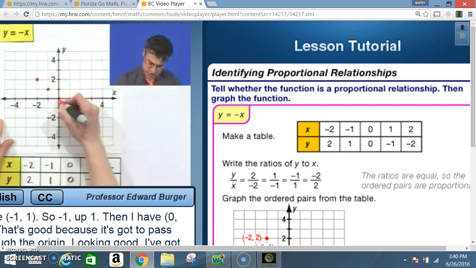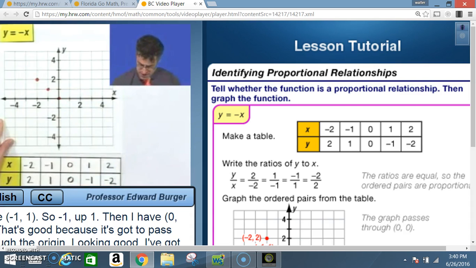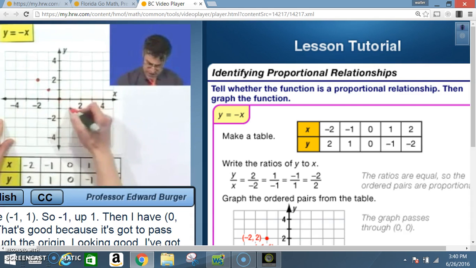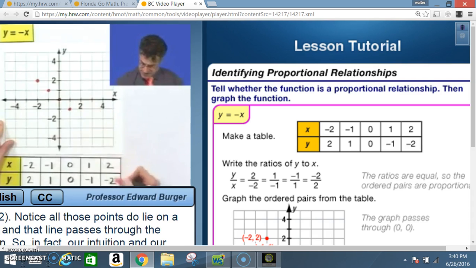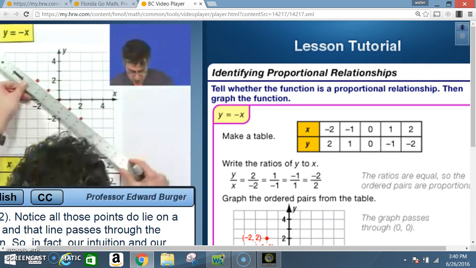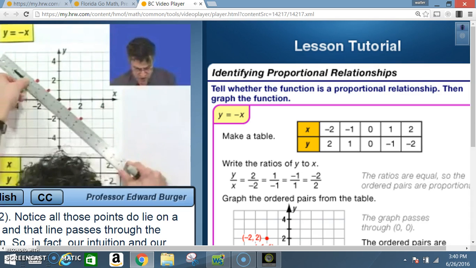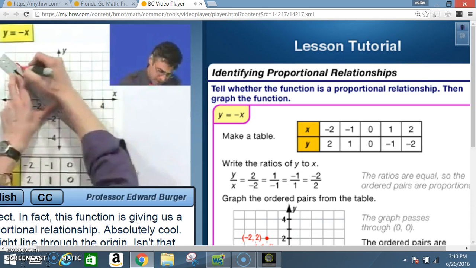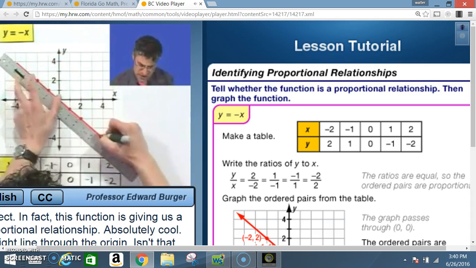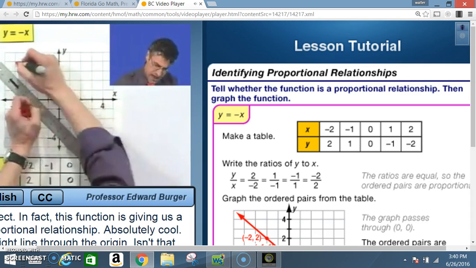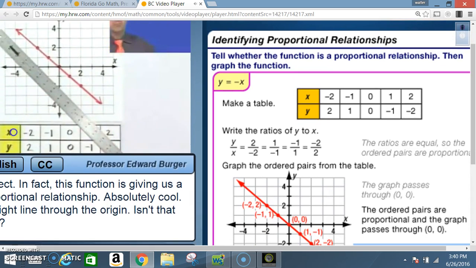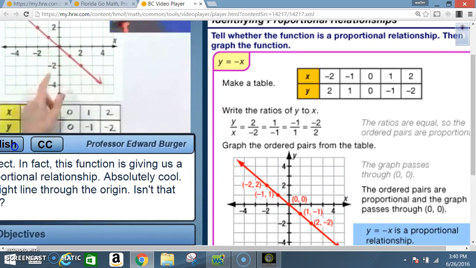Then I have 0, 0. That's good. It's got to pass through the origin. It's looking good. I've got a 1, negative 1. And I see 2, negative 2. Notice all those points do lie on a line, and that line passes through the origin. So in fact, our intuition and our hunch was absolutely perfect. This function is giving us a proportional relationship. Absolutely cool. Straight line through the origin.